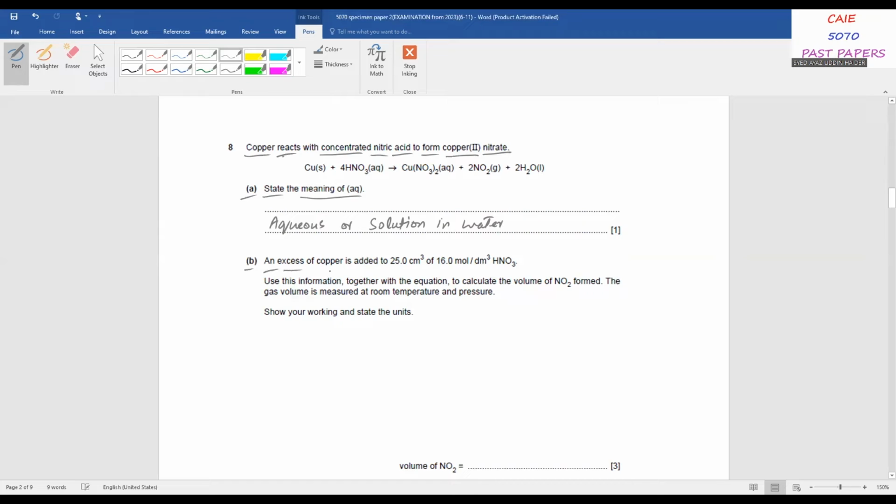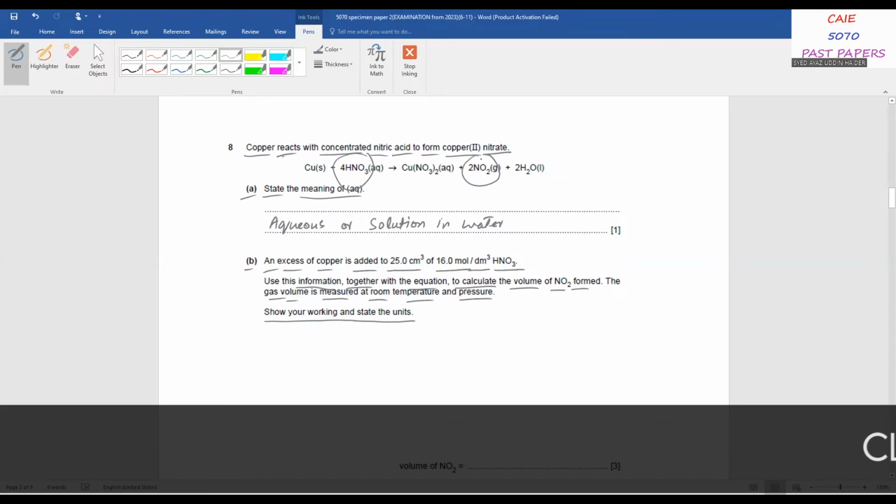Part B, an excess of copper is added to 25 centimeter cube of 6 mole per dm cube HNO3. HNO3 is nitric acid. Using this information together with the equation to calculate the volume of NO2 formed. The gas volume is measured at room temperature and pressure. Show your working and state the units. You have to show the working. So what we have? We have the volume and concentration of nitric acid. This is nitric acid, and we need the volume of nitrogen dioxide, NO2. So we need the moles of NO2.